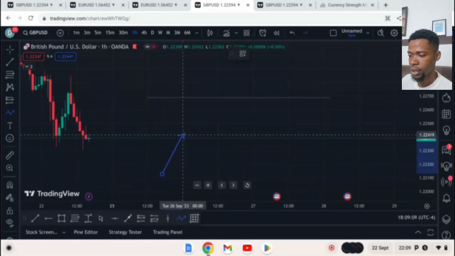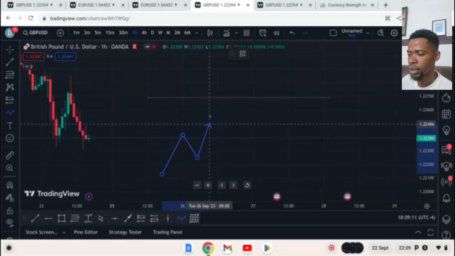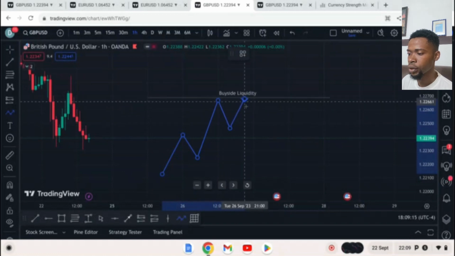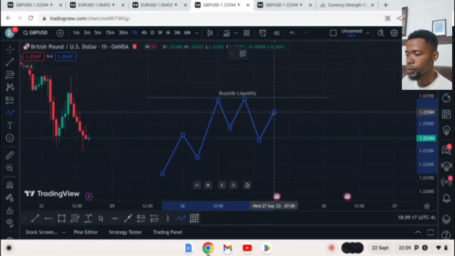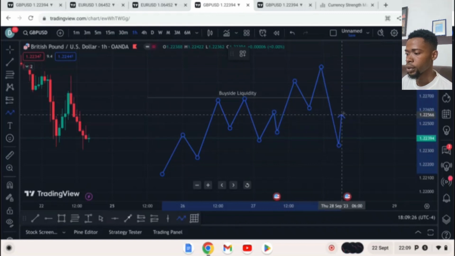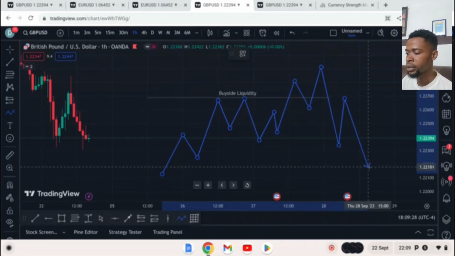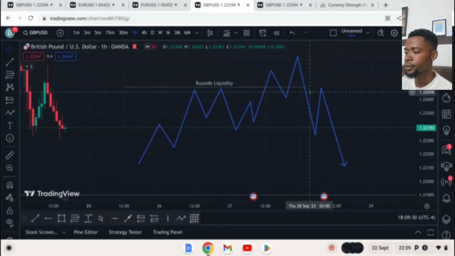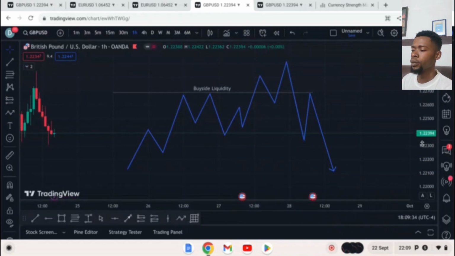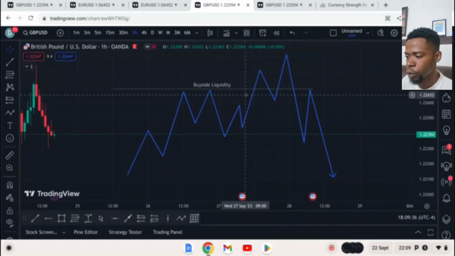When you have a buy side liquidity like this and market comes up like this, comes down into a fair value gap or anything, then to the downside. So most of the time, most of us, we get this model very wrong.